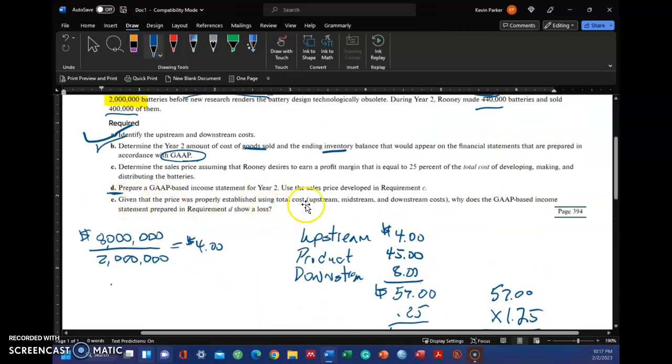Given the price was established using upstream, midstream, downstream costs, why does a GAAP-based statement prepared in requirement D show a loss? Okay, so if we hadn't shown that R&D, if we could have capitalized it and written that cost down over time, then it wouldn't have been a loss. I think that's about everything I could think of. It's really a timing difference, right? If we could have spread that cost out over time, the benefit of the R&D over the sales of the batteries, it wouldn't have been a loss.